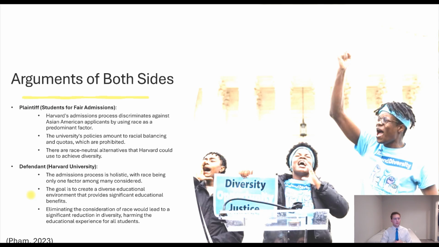Then the defendant: the admissions process is holistic, and from the 2019 trial they had some data that they showed to say that there's still a lot of whites and Asians getting admitted into Harvard, pleading their case that they're not being too one-sided to a race in their admissions. And then the goal is to create a diverse educational environment that provides significant educational benefits. And third, eliminating the consideration of race would lead to a significant reduction in diversity, harming the educational experience for all students.